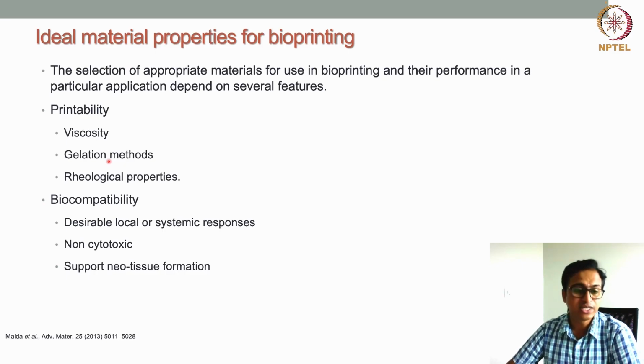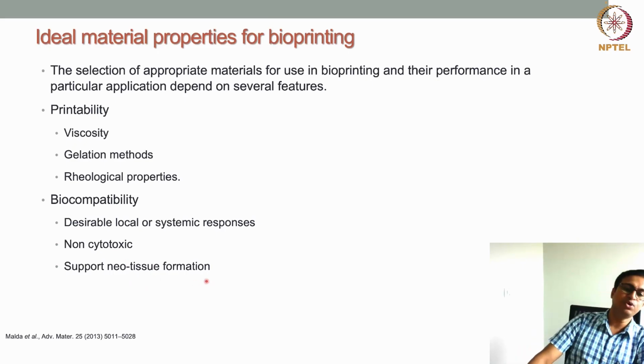If they degrade, their degradation product should not be toxic to the body, and they should allow cell attachment, cell proliferation, and cell migration. All these things are also very important. So basically, they should support new tissue formation. That means in tissue regeneration, the material should support new tissue formation. It should not obstruct or hamper new tissue formation. It should support it.